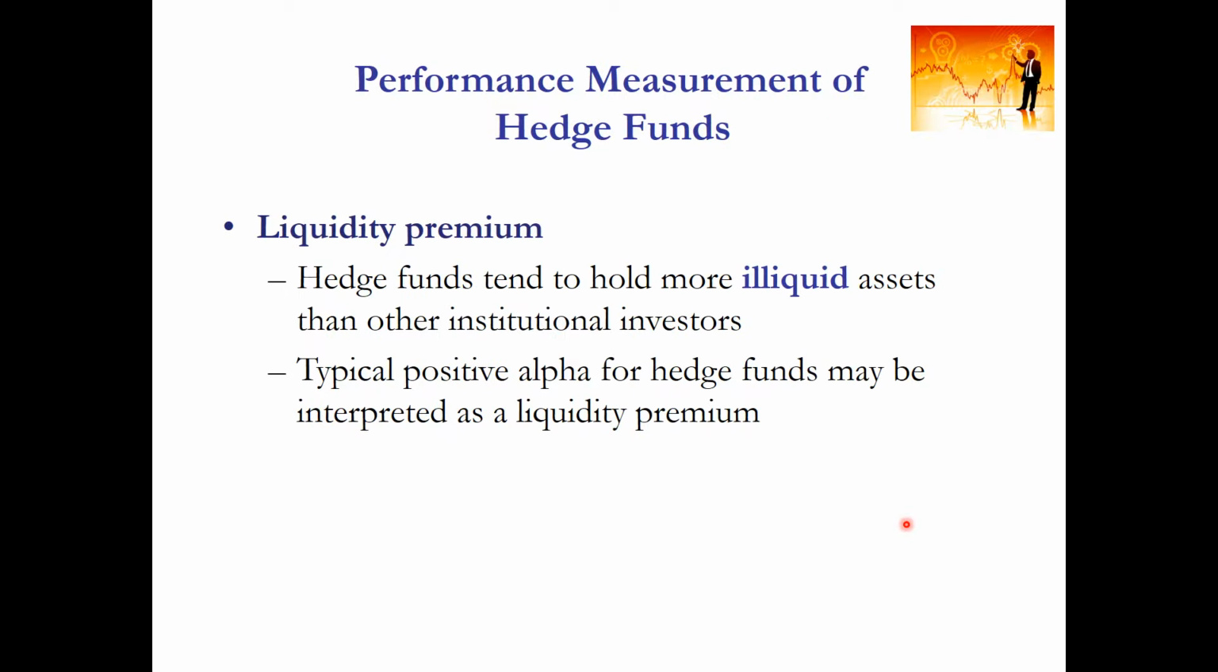As we have already discussed, one of the key differences between hedge funds and other investment vehicles, such as managed funds, is that hedge funds tend to hold more illiquid assets. Therefore, the typical positive alphas that are generated by hedge funds may potentially be interpreted as a liquidity premium. So because when we evaluate performance, we try to evaluate risk-adjusted performance, we might potentially need to adjust for liquidity, given that liquidity is also a risk factor that these hedge funds are exposing themselves to.